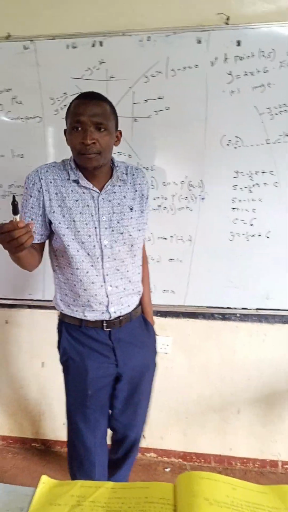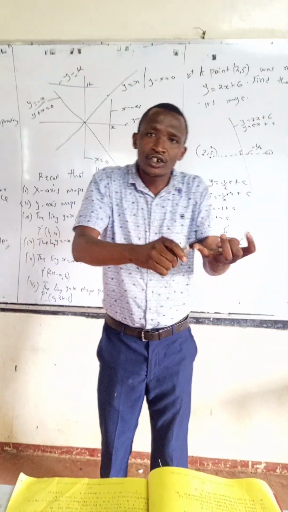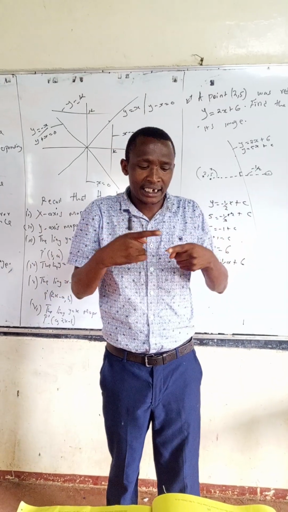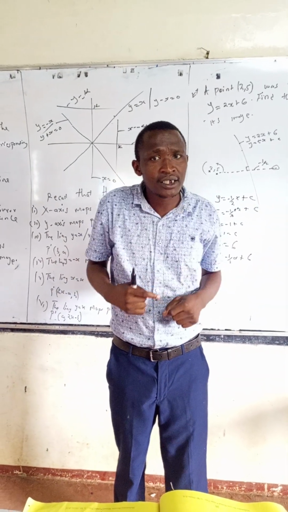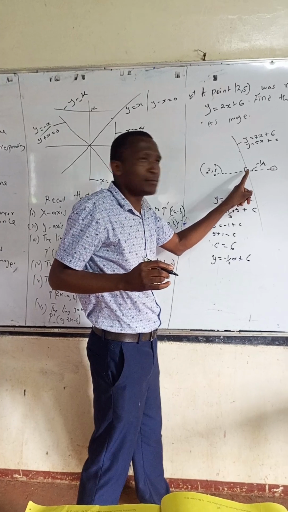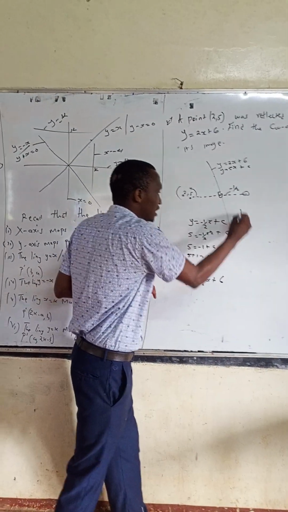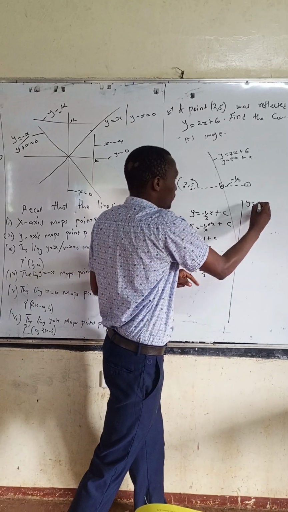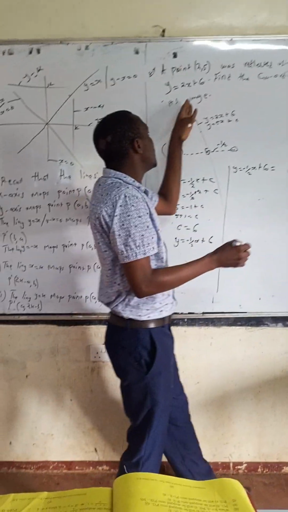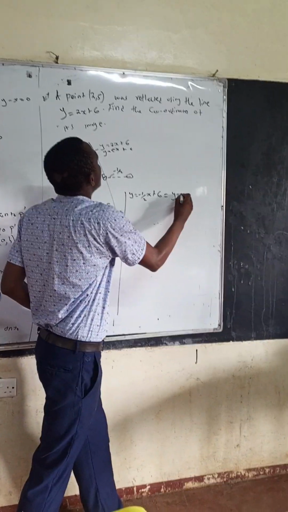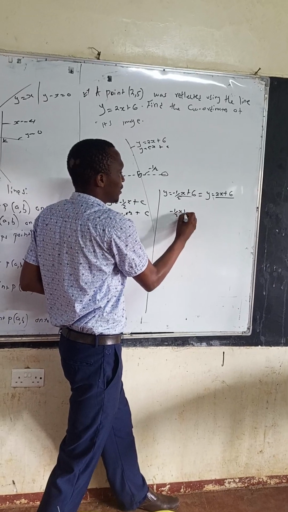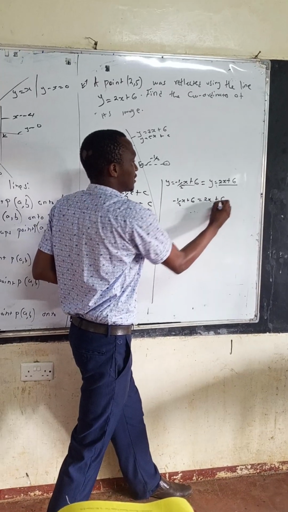But remember, in Form 1, when we were solving simultaneous equations, we were using the elimination method, the substitution method, and even the graphical method, where the two lines intersect, and the intersection is the solution of the simultaneous equations. So at the point of intersection, this line and this line are the same. So you can say the equation y equals negative half x plus 6 should be the same as y equals 2x plus 6.